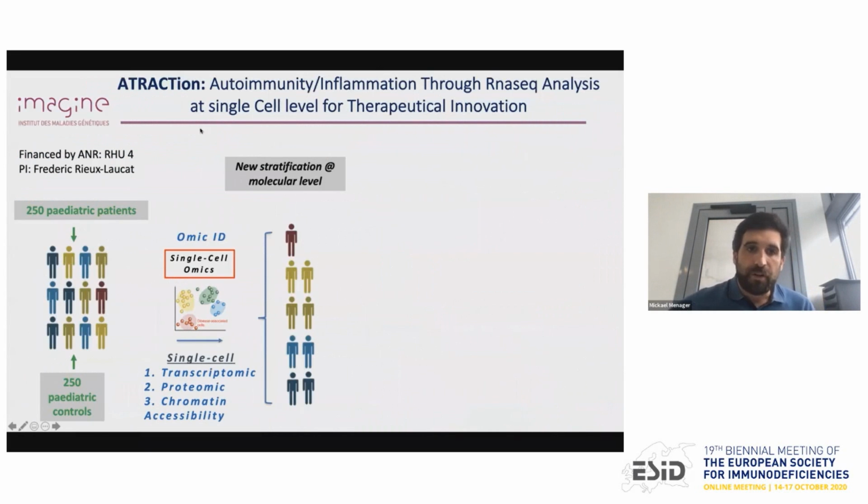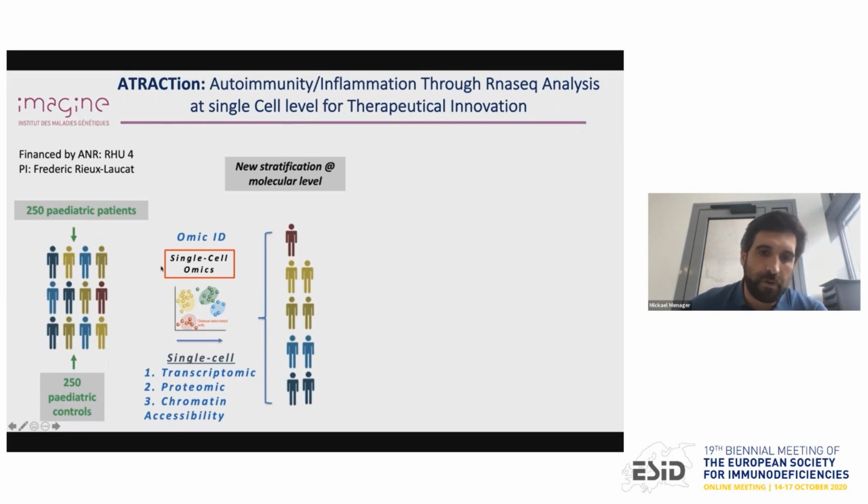I would like to mention this project that is led by my colleague Frédéric Rieux-Laucat at Imagine Institute, which was recently financed by the French National Agency of Research, ANR: Attraction for Autoimmunity Inflammation through RNA-seq analysis at single-cell level for theoretical innovation. So in this project, we're starting with 6 different primary immunodeficiencies, a total of 250 pediatric patients. We will also have the equivalent of 250 pediatric controls.